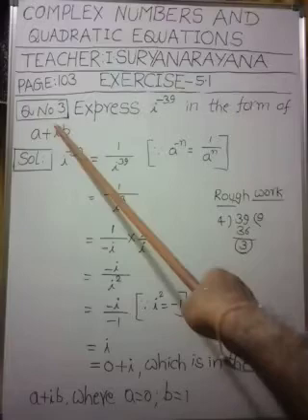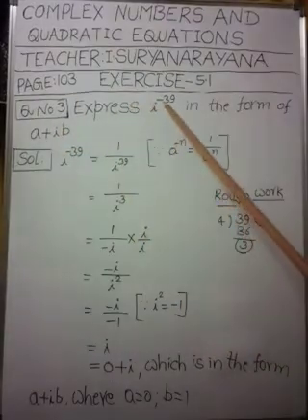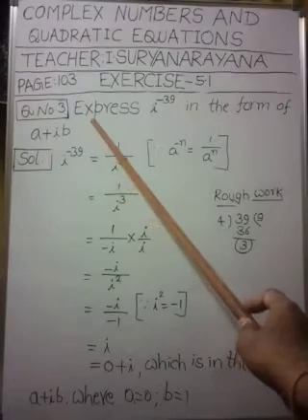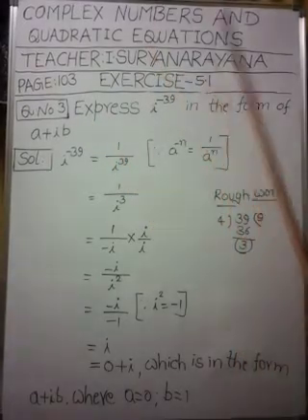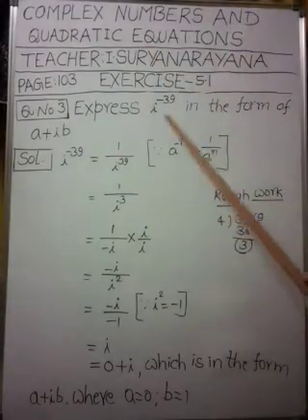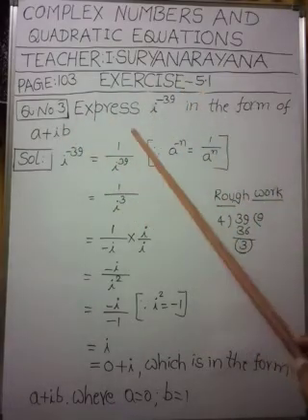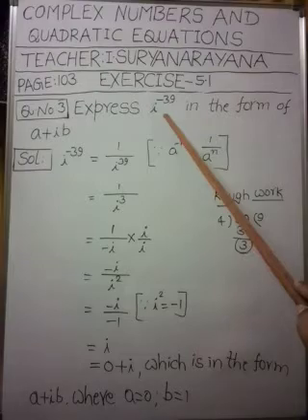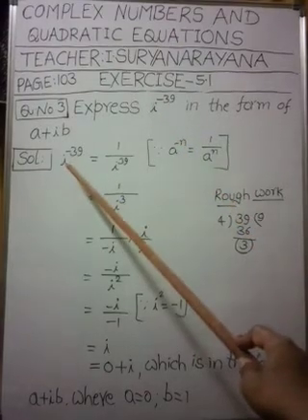Right. Now come to question number 3. Question number 3. Express i power minus 39 in the form of a plus ib. Understood this question, my dear children? We have to express this number in the form of a plus ib. Right. Come to the solution part. Let us take the given data. What is the given data?